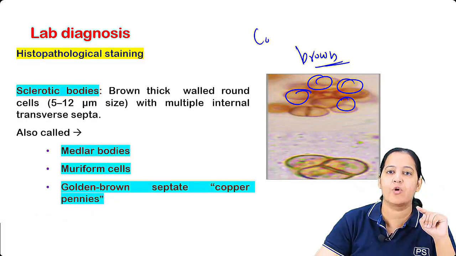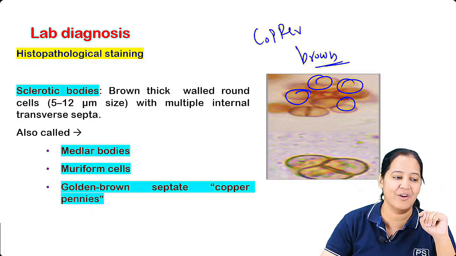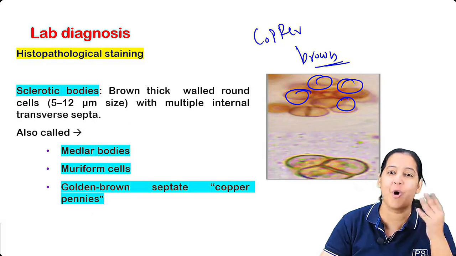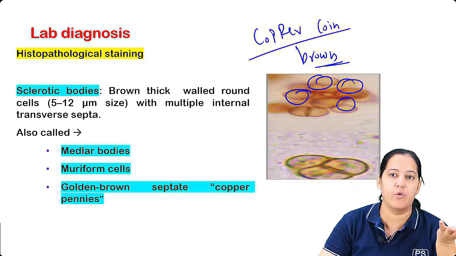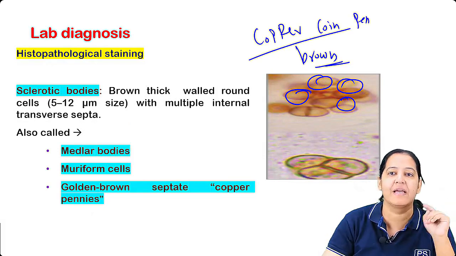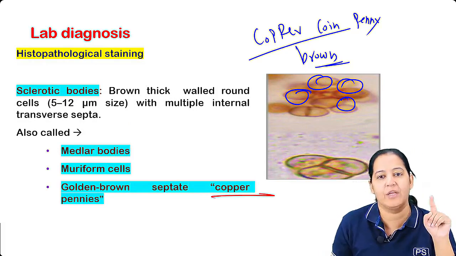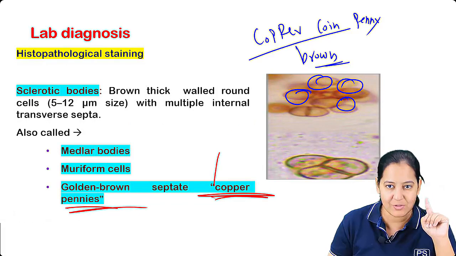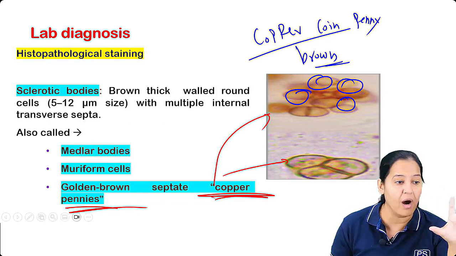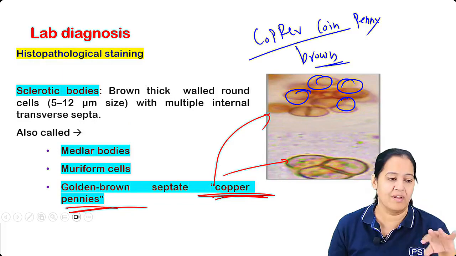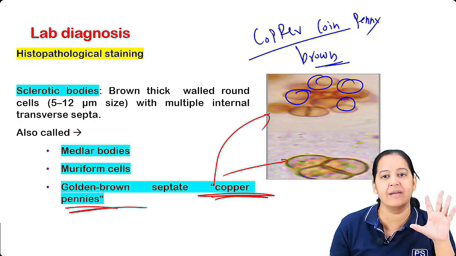Do they look like a copper penny? Have you ever seen a copper coin? They were used in earlier times, not anymore. Maybe you have one at home. It's like a copper penny. So learn the words copper coin, copper penny. You get many questions on that. This is the hallmark, because of the brown pigment. It is brown-colored yeast, looking like a copper penny.